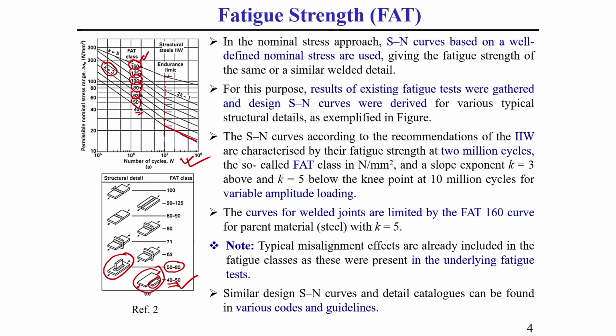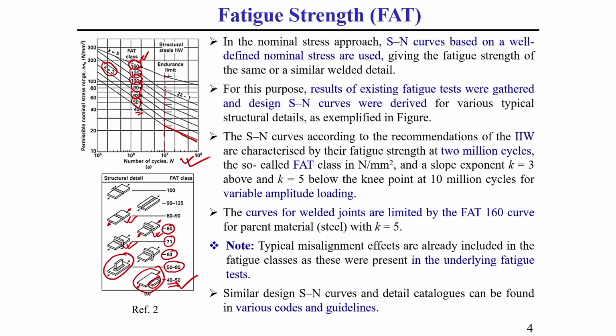Then for the cruciform type of weld joint, it is considered here as 63. For this other type of weld joint it is 71. For a single fillet weld whose load is transverse in nature, that is called a transverse plate, the value is 80. Then for the butt weld, the load is acting transversely.